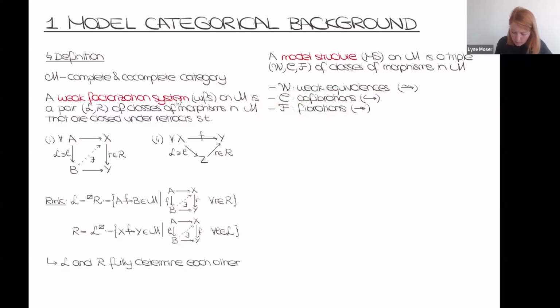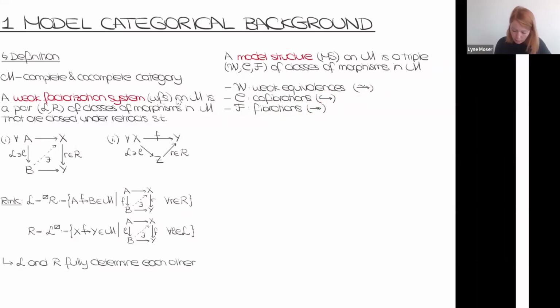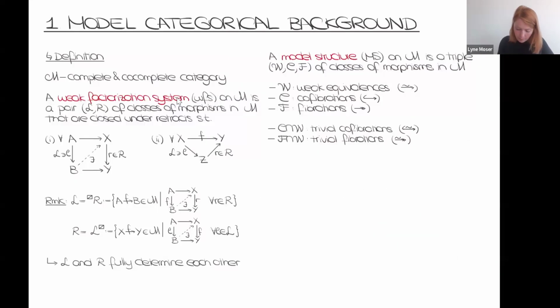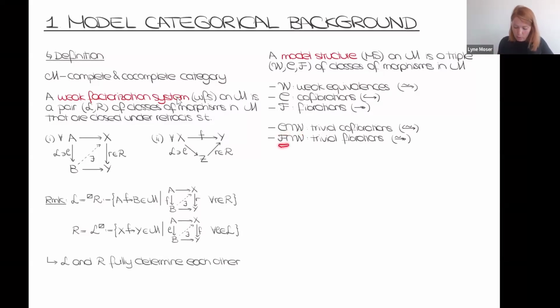And so the weak equivalences will be denoted by this tilde, then the cofibration with a hook, and the fibration with this double-headed arrow. And I also want to introduce more terminology. If I have a cofibration that is also a weak equivalence, I will call this a trivial cofibration. And if I have a fibration that's also a weak equivalence, I will call this a trivial fibration.